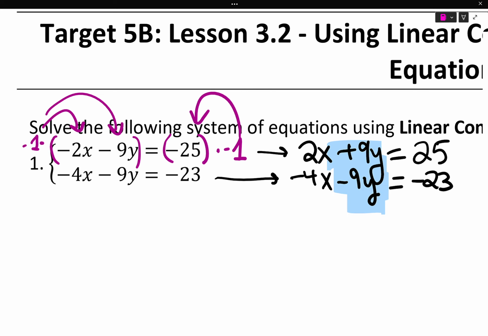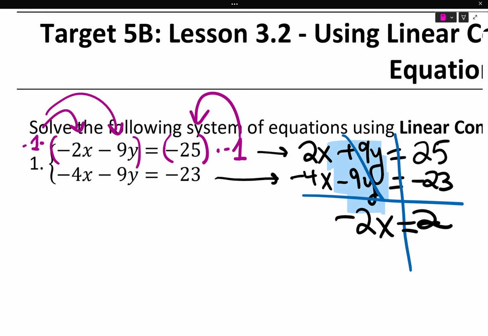Let's do it. Our y's cancel. Positive 2x plus -4x is -2x. 25 plus -23 is 2. Let's divide both sides by -2. X equals -1.